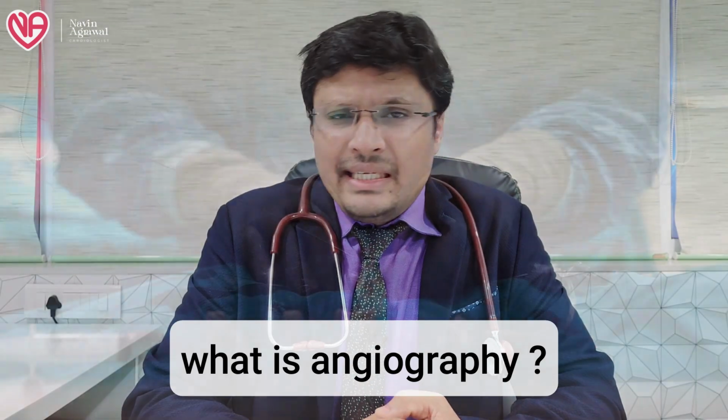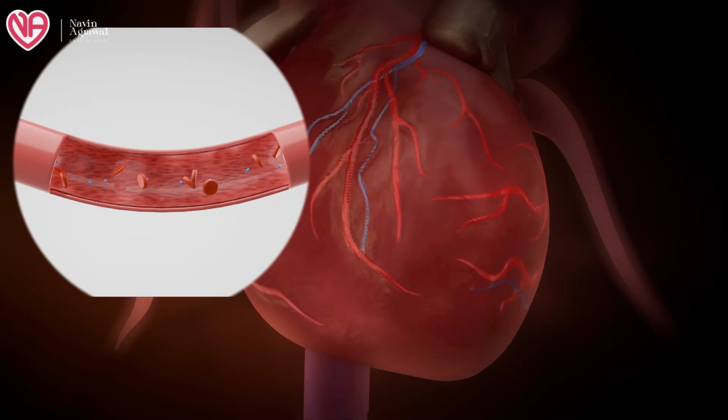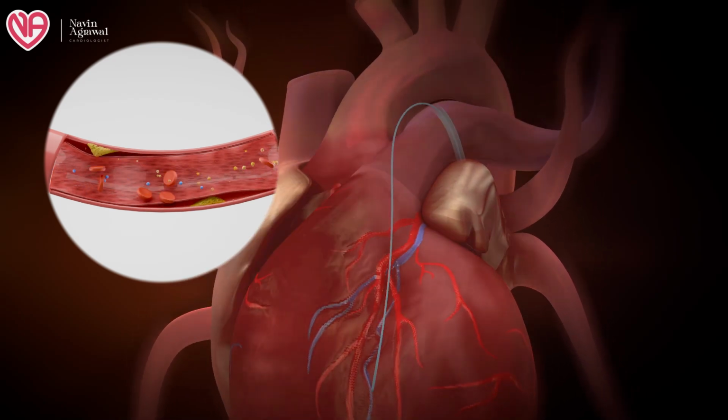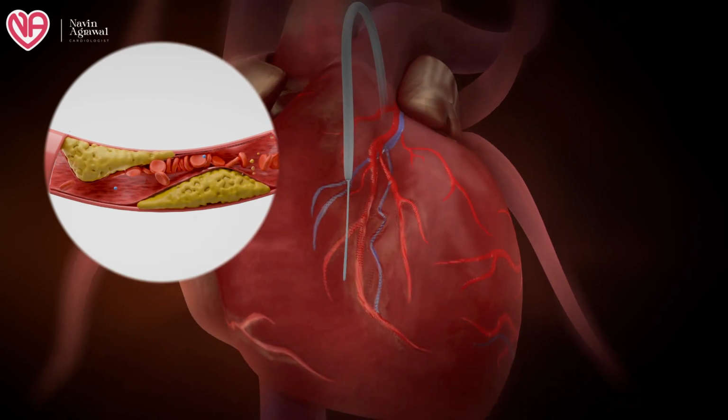Now coming back to the topic, basically what is angiography and what is CT angiography, this we'll be discussing. Angiography is a test which we perform to see the coronary artery vessels and whether there is any blockage in the coronary vessels. Usually there are two types of angiography. One is conventional angiography and one is CT angiography.